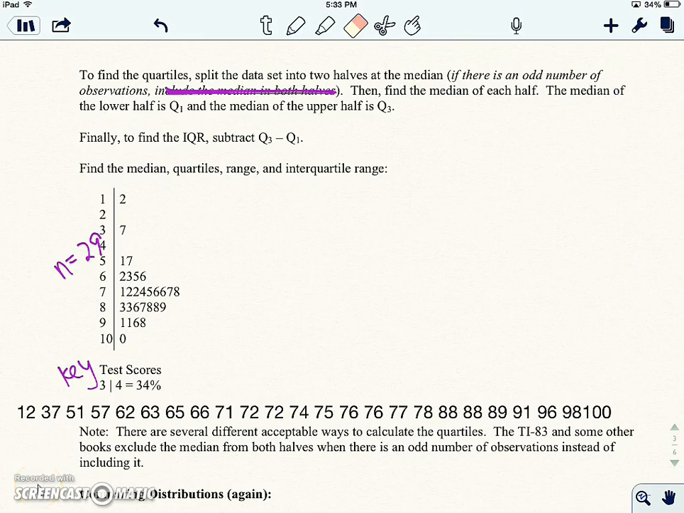Okay, we just figured out there are 29 numbers. We now need the middle number. There are a couple ways we could do that. We can use the formula n plus 1 over 2, which would be 29 plus 1 over 2. And we realize 30 divided by 2 would be the 15th number.